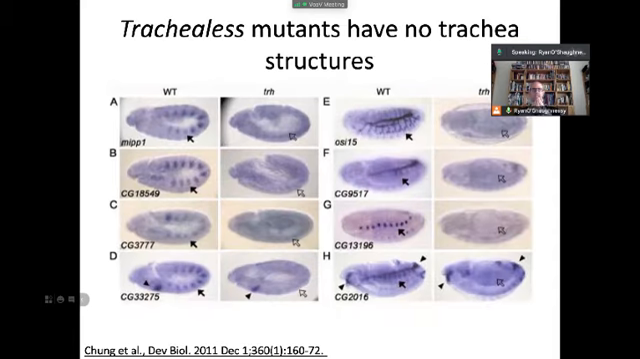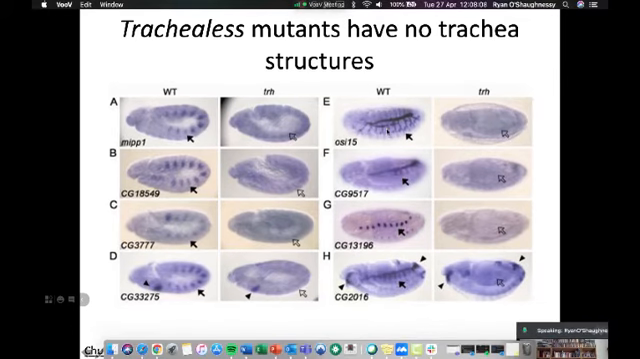So these trachealess mutants have no trachea structures. All of these genes are markers of specific parts of the trachea structure, and we can see here these are our trachealess mutants. Here's the wild type. On this side we have a very good example here.